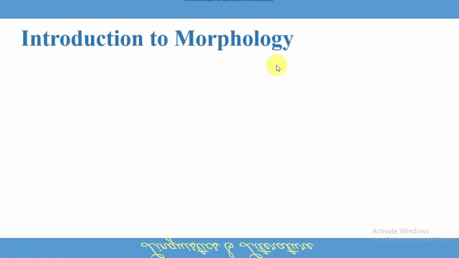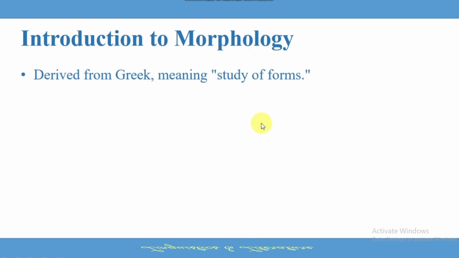Introduction to morphology. So what is morphology that we are going to learn? Derived from Greek, meaning study of forms. Here, study of forms means the study of the forms of words, that is, how words are formed. What is the formation of words, meaning the structure of the words? What are the morphemes, the phonemes in the word? What are the basic units of sounds within the words? These are discussed in morphology.